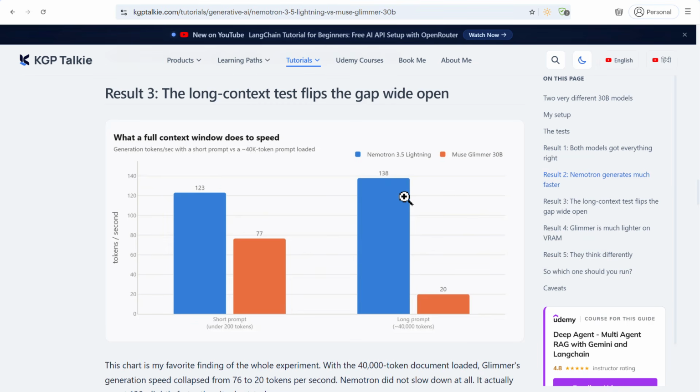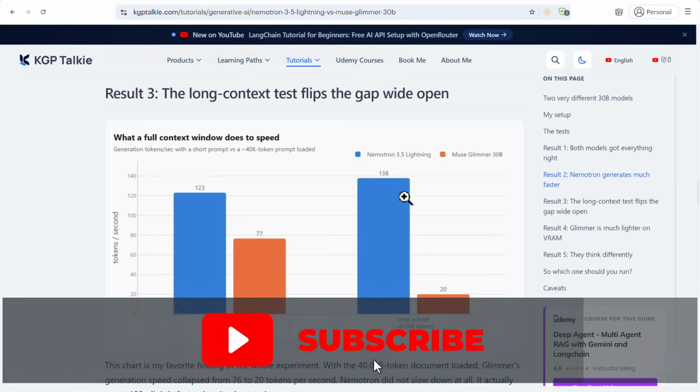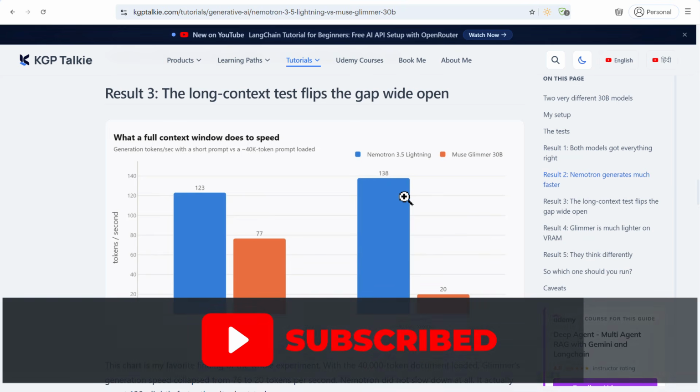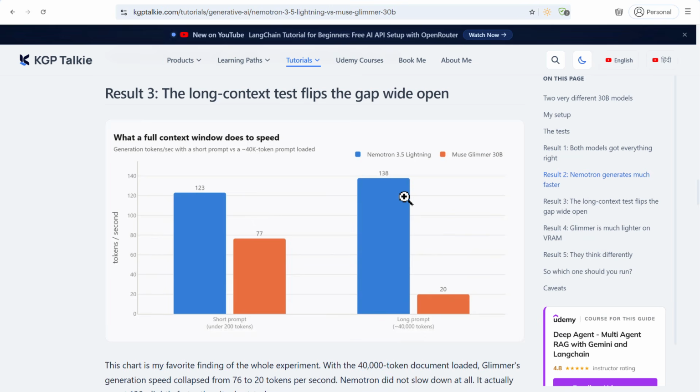So in Mamba 2 hybrid architecture, what NVIDIA has done there, instead of storing full KV cache, they have a fixed state for storing the KV cache. So if KV cache is being stored in the fixed state, that means whatever time is being taken by the KV cache read, KV cache write, and everything else, that is not being taken inside the Nemotron model. Because of the Mamba 2 hybrid architecture, Nemotron model is much faster than the Muse Glimmer.